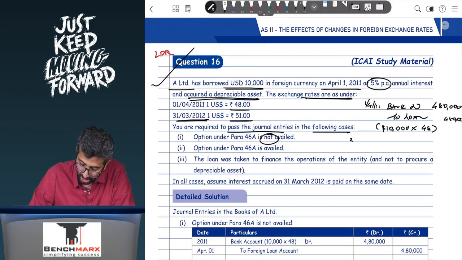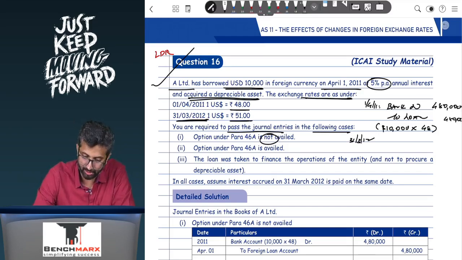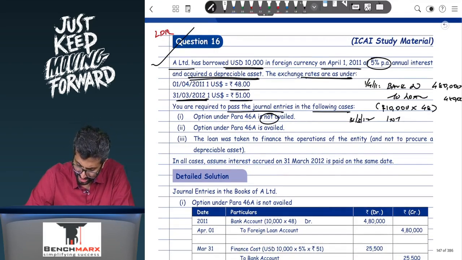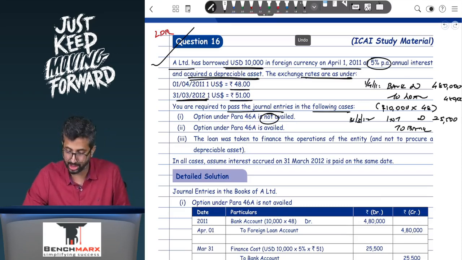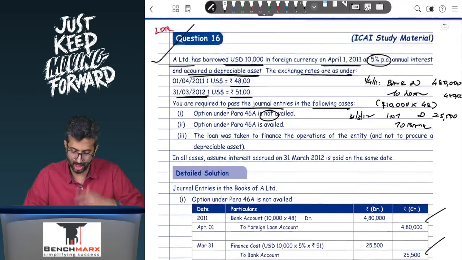Now, by the end of the year, you will have to pay interest. In this sum, interest is also there at the rate of 5%. So, this is $10,000 into 5% comes to $500. This is paid at the end of the year when the rate is 51. So, this is 25,500. It is interest, that is finance cost, which will go to the PNL account debit. Let us say to bank, this will be 25,500. This is $500 at the rate on the date when interest is paid, which is 51. So 4,80,000, 25,500. Now comes the third thing.